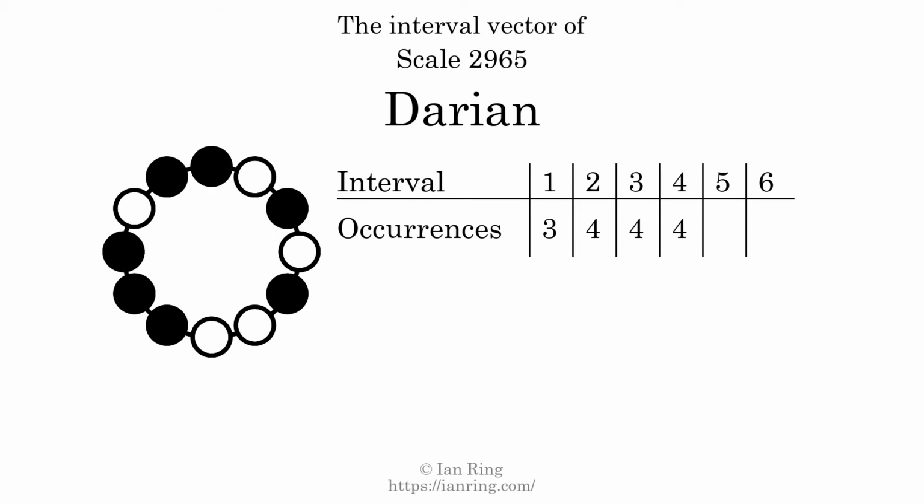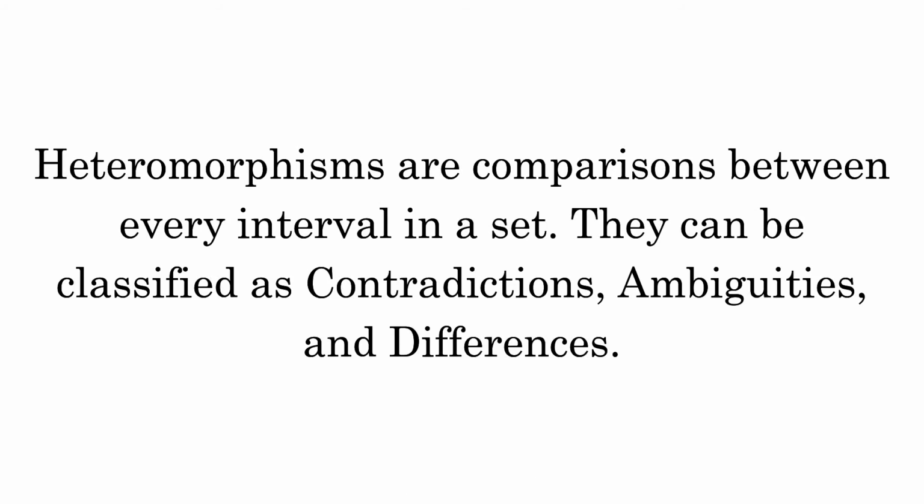There are 4 intervals with the size of 4 semitones. They are here, here, here, and here. There are 5 intervals with the size of 5 semitones. They are here, here, here, here, and here. There is 1 interval with a size of 6 semitones. It is here. Each interval does not appear in this scale a unique number of times, so this is not a deep scale.